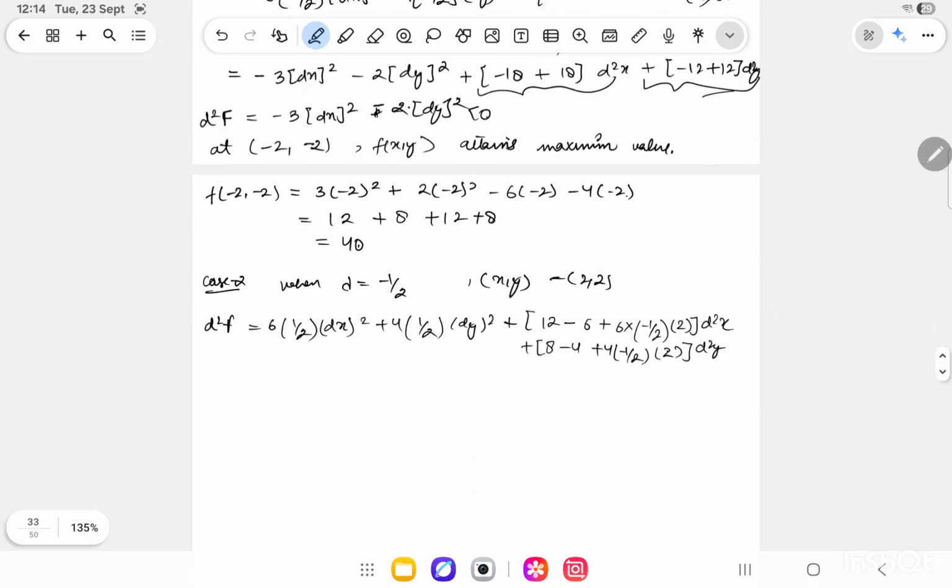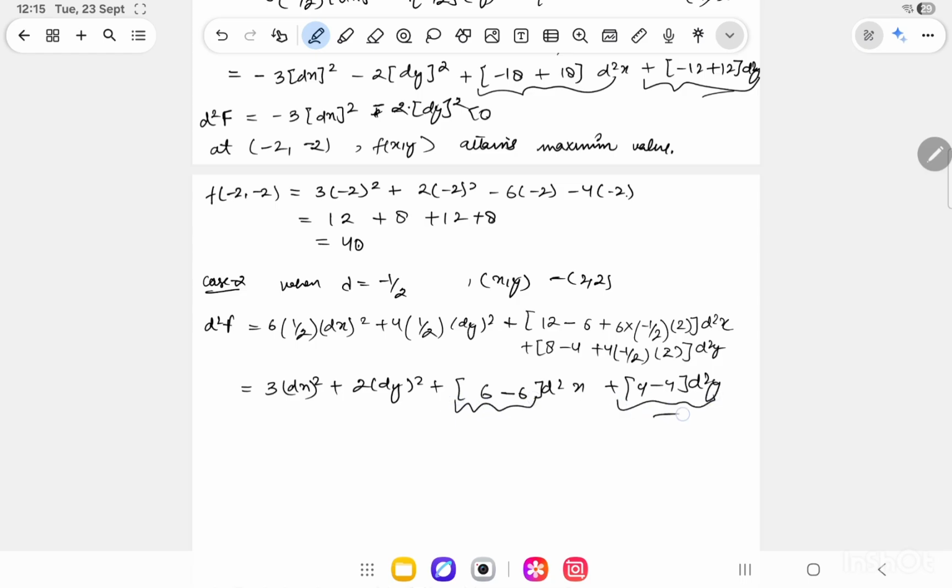So if I simplify it, I'll get 3 into dx square plus 2 into dy square plus 12 minus 6 minus 6 into d square x plus 4 minus 4 into d square y, and this term is 0 and this term also reduces to 0. So we are left with 3 into dx square plus 2 into dy square, and this is greater than 0.